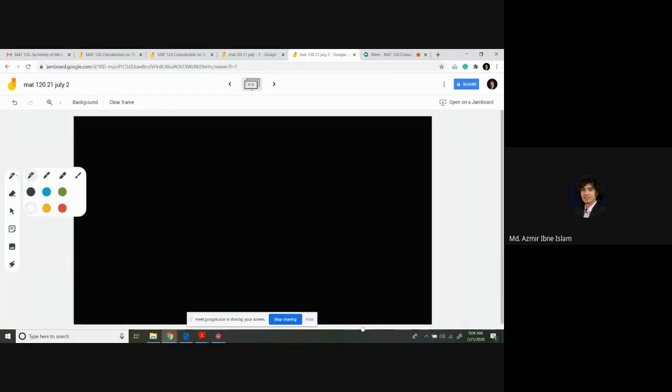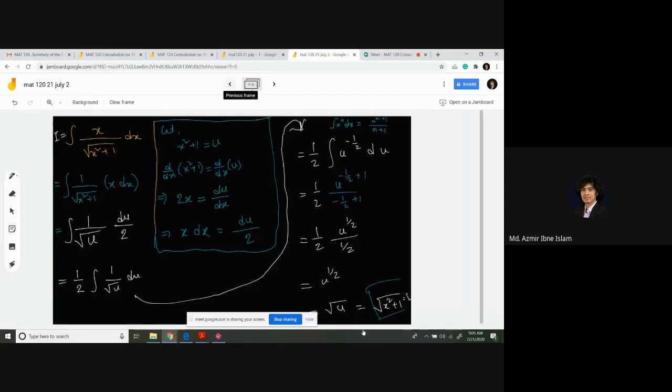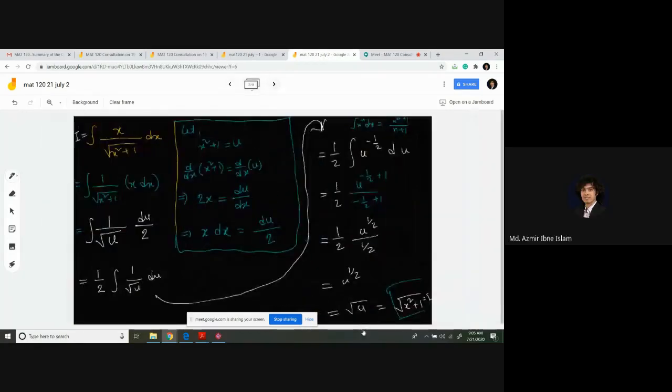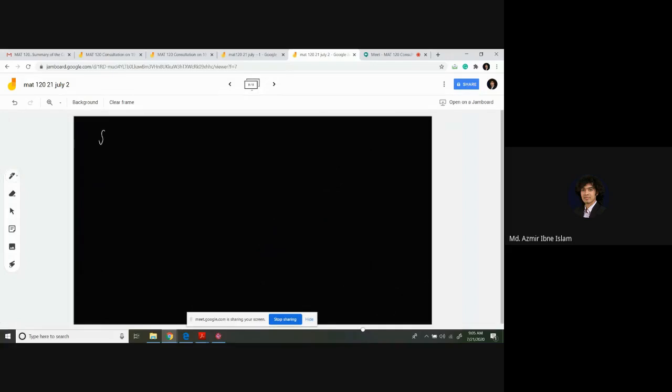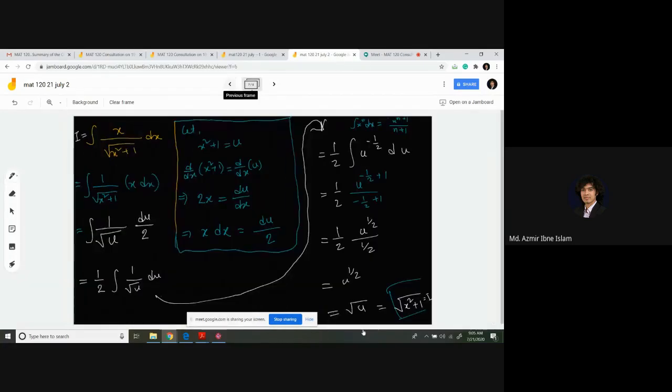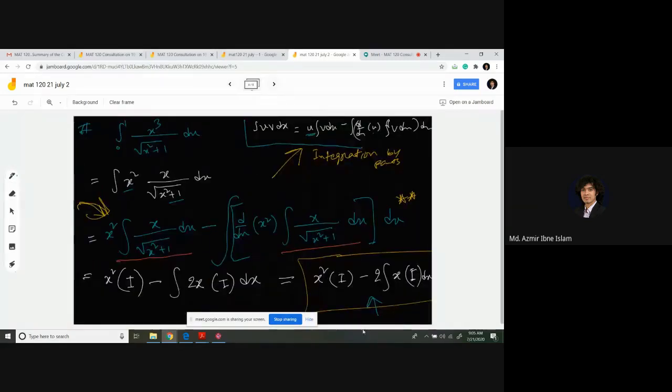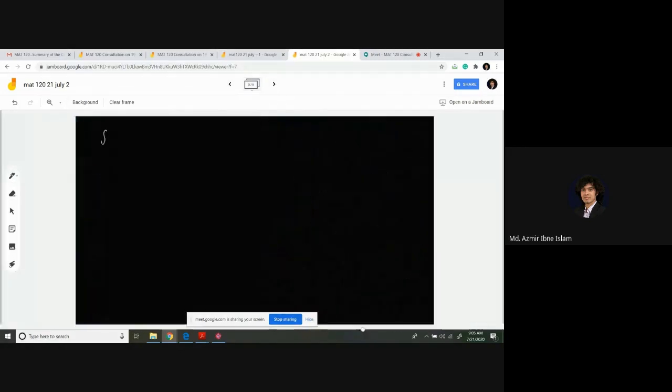So do you understand this problem is difficult? But you have been instructed to apply integration by parts, so you can't avoid this one. And also the second part is the substitution method. So here we have integration from 0 to 1 x cube.